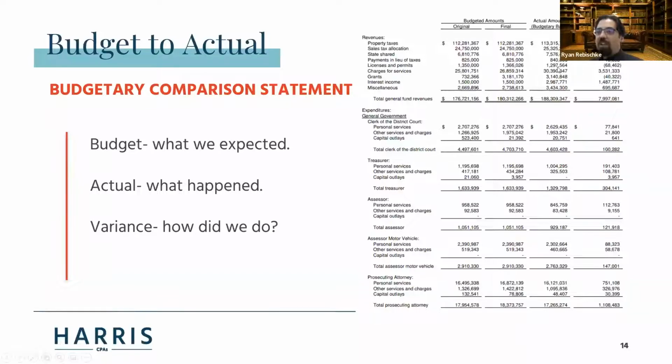You'll also see the actual column. This is what happened. So we thought we'd receive this amount of property taxes. We actually received this amount. Hey, awesome. We got more than we thought. That's a positive variance. Are there any negative variances here? There are not. So a negative variance would be, we thought we were going to spend this much, but we actually spent more. Bummer. Generally, when you open this up, you see a bunch of positives. Oh, there's one. There's a negative right there.